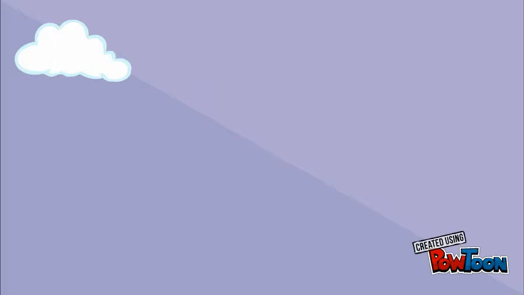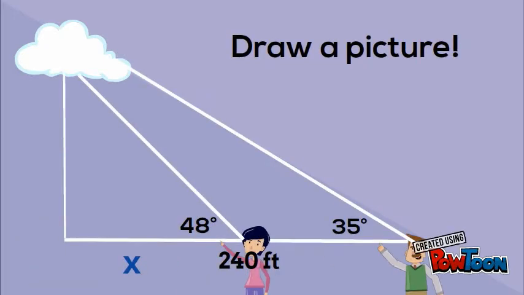Draw a picture. This should help you imagine the problem better. So, one person is looking up at a 35-degree angle and is 250 feet away, and the other is looking up at a 48-degree angle and is X amount away. Find X.